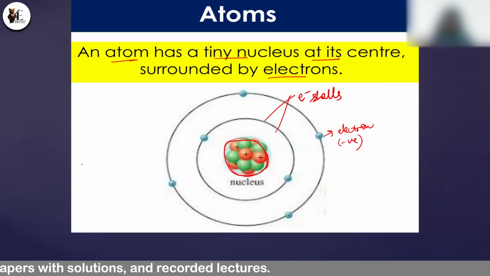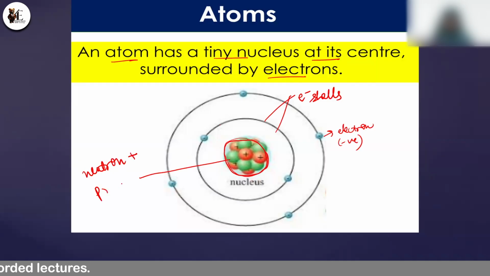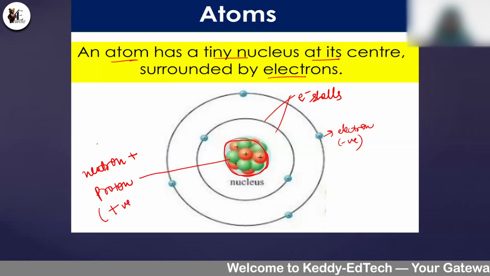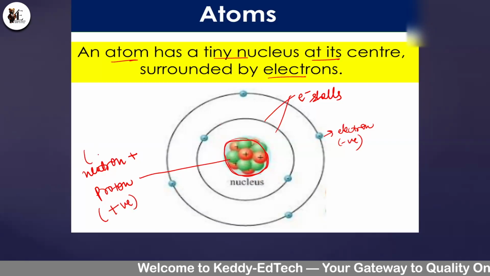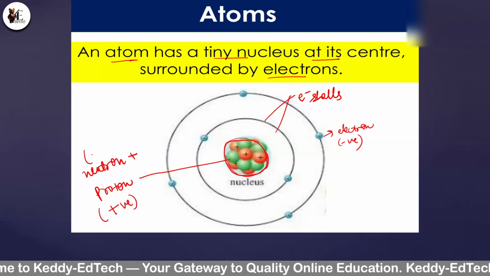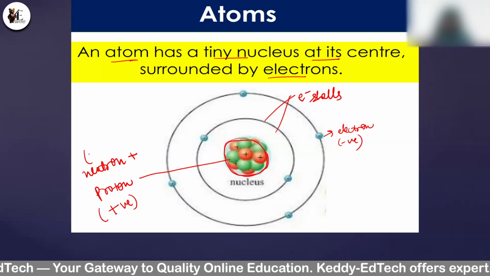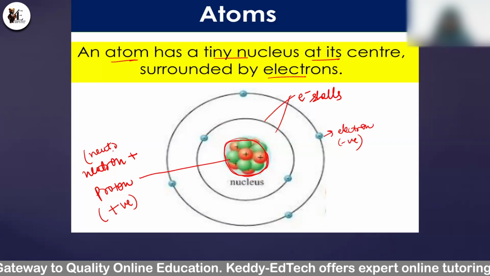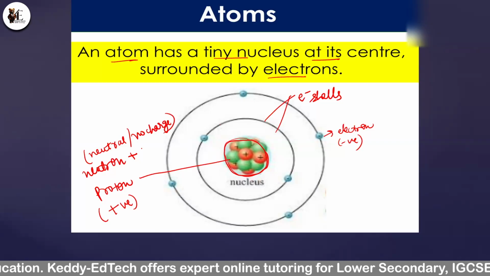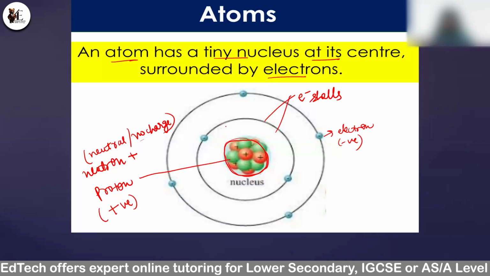And in the nucleus, we have two things. One is neutron and one is proton. So tell me, what is the charge on a proton? So the charge of a proton is positive. Very good. And the charge on a neutron? Neutral. Yes. Or if it is difficult to say neutral, you can say no charge. It is easy, right? No charge.